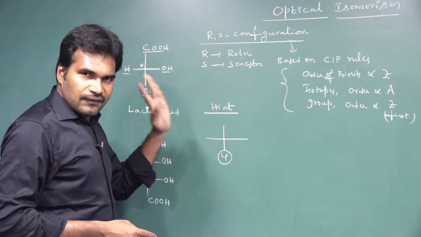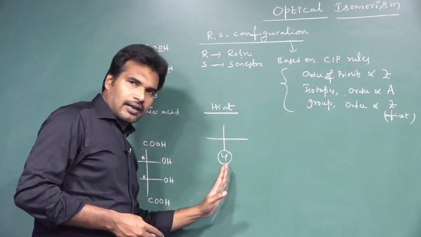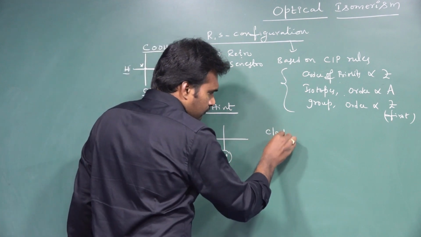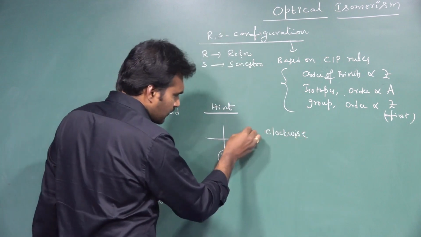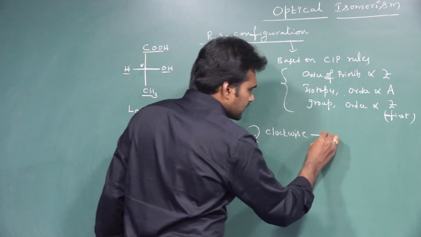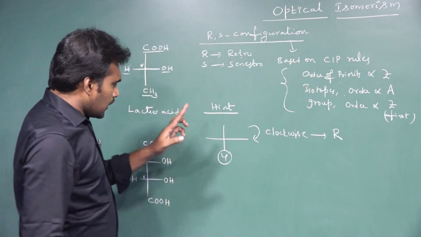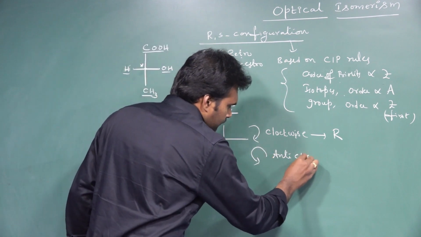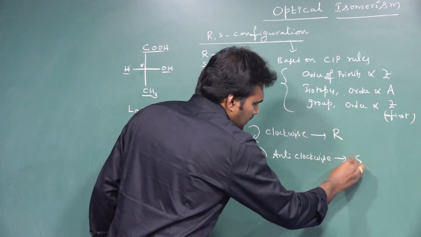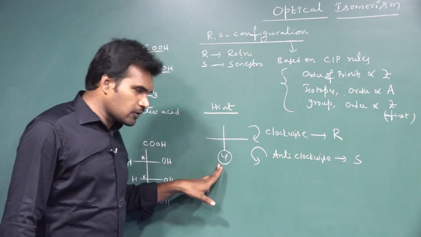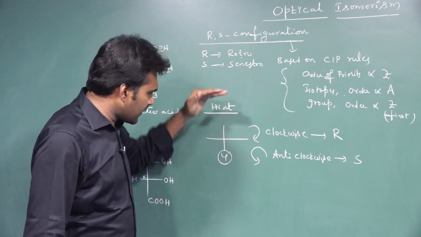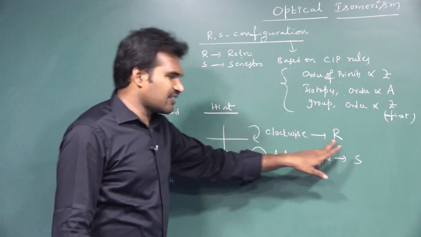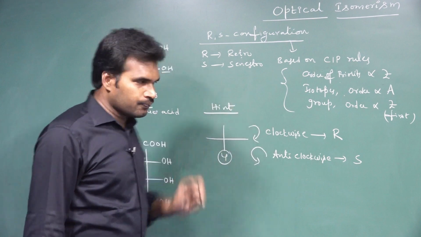This is a vertical line. If the fourth priority group is on the vertical line, and the priority sequence follows clockwise, then this compound is R. If the priority sequence follows anti-clockwise, then that is S. So once again, if the least priority group is on the vertical line, either top or bottom, and the order of priority follows clockwise direction, then that is R; anti-clockwise direction, that is S.